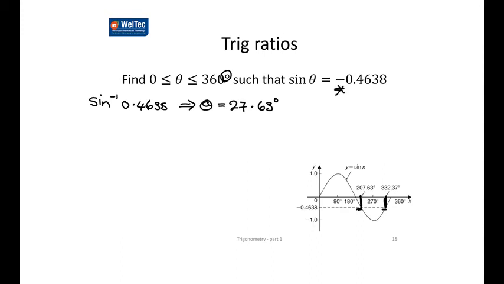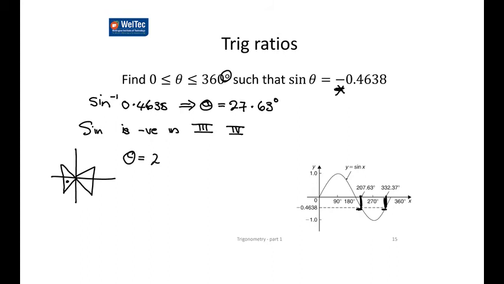So we need to ask ourselves, where is sine negative? Sine is negative in quadrants 3 and 4. So we just draw our little butterfly diagram, just so we know where it is. Right, in quadrant 3, our angle would be there. Theta would be equal to 27.63 plus 180 degrees.